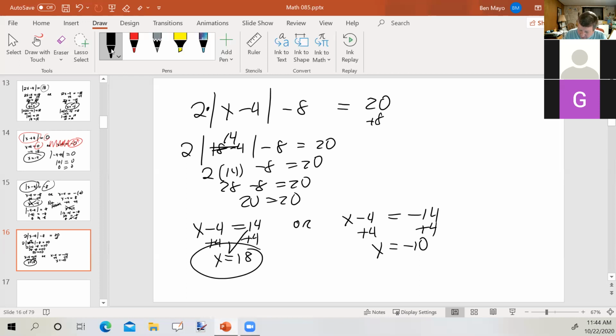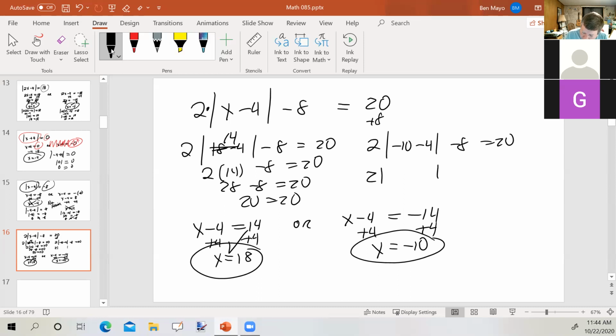Let's go back and take x equals -10. We'd get 2 times the absolute value of -10 minus 4, minus 8 equals 20. What is -10 minus 4? -14. What's the absolute value of -14? 14. All right, sorry, I was trying to skip a step there. So we get 28 minus 8 equals 20.